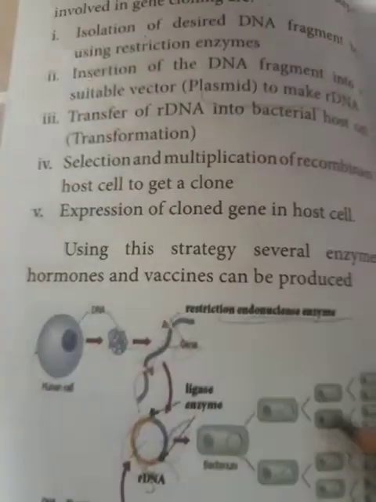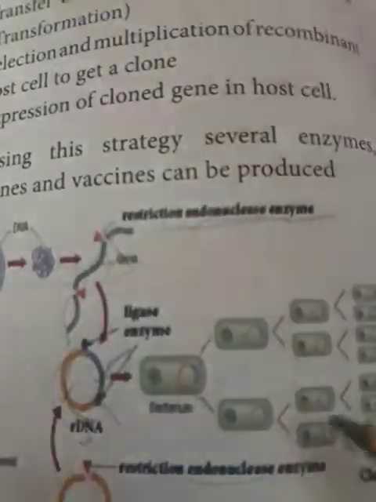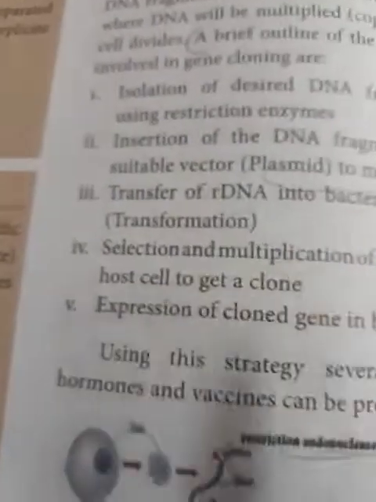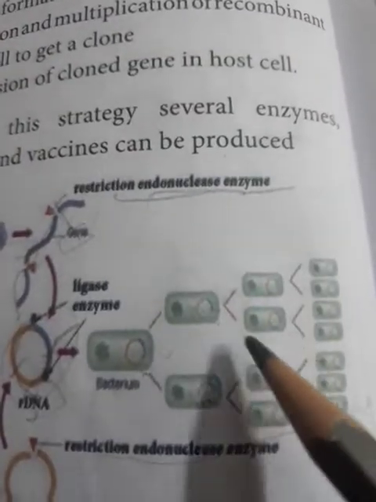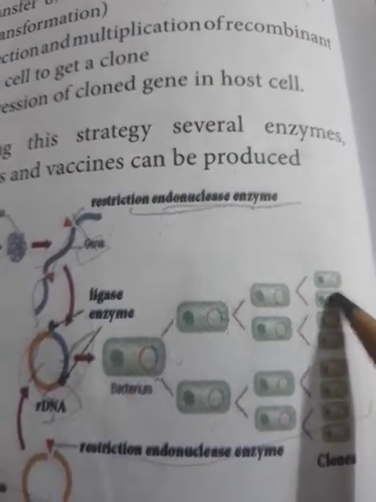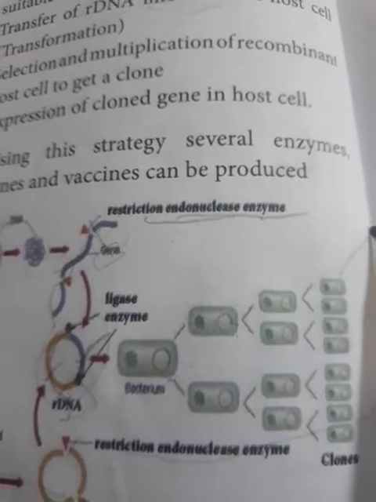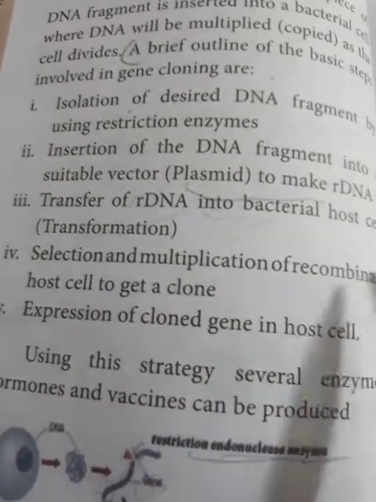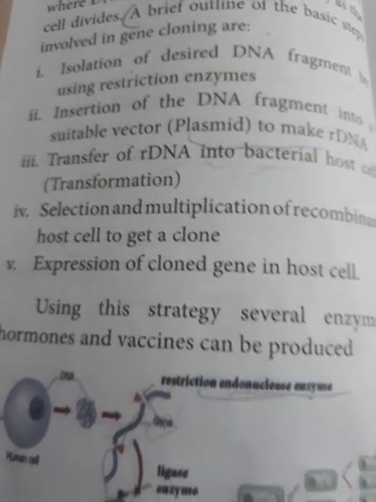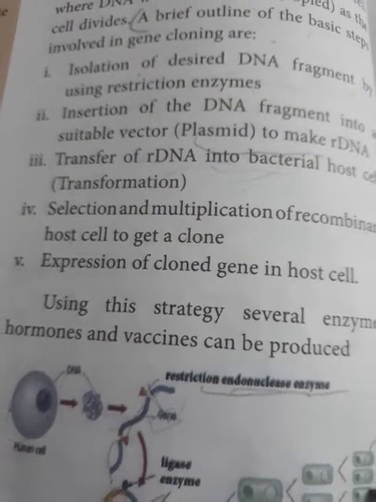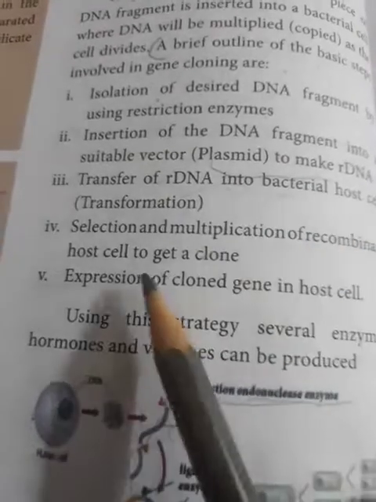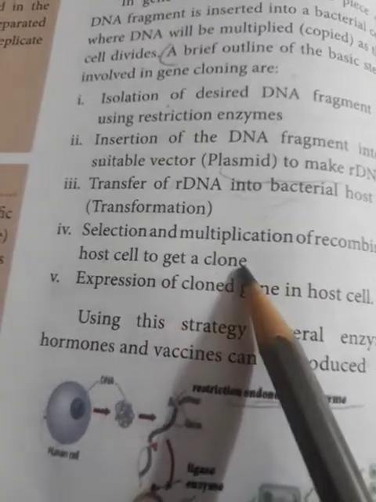This one cell has been divided into 2. This cell also divides into 2, and each of the cells divides into 2. So many copies will be produced. Now which cells will have this recombinant DNA? Those cells are to be selected. So that is the third step. Fourth step: selection and multiplication. Selection first, we are having the recombinant DNA, and again it is to be multiplied. So selection and multiplication of the recombinant host cell to get a clone.